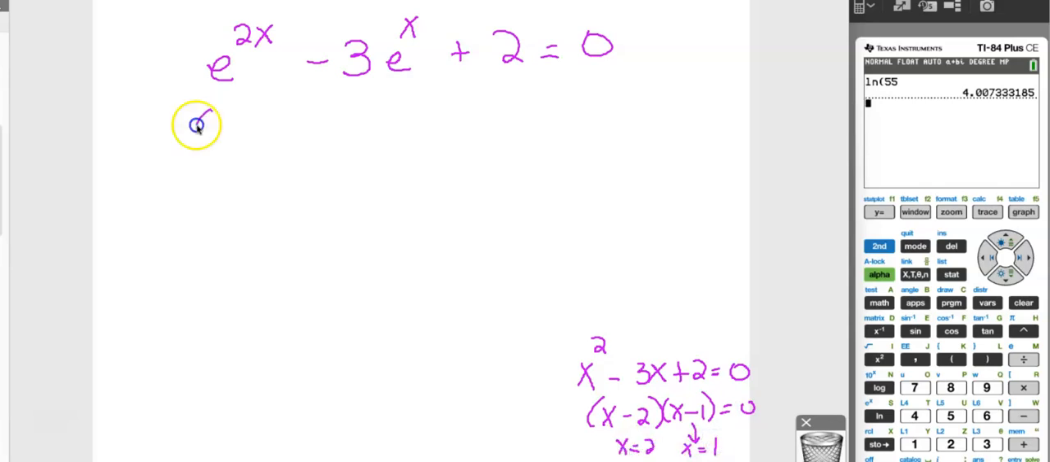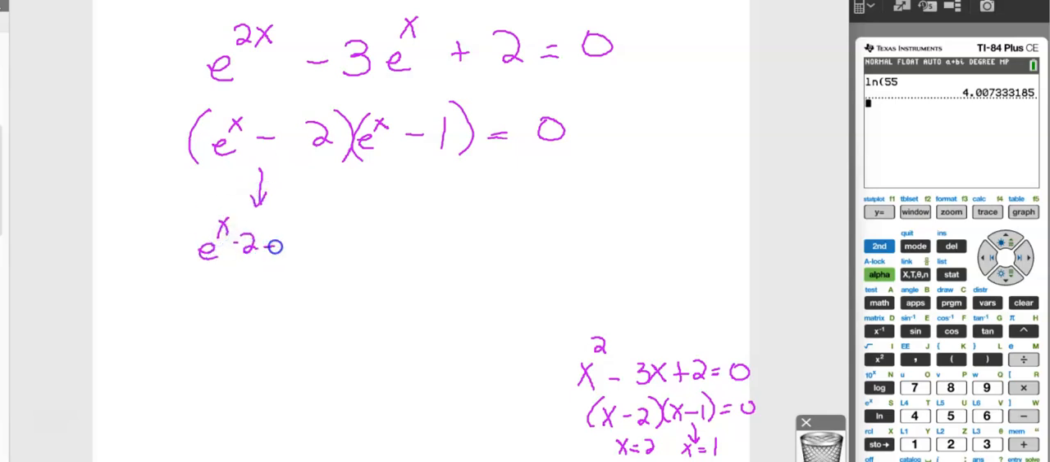Now, we're going to do the exact same thing. So instead of x minus 2 and x minus 1, this is e to the x, and then minus 2, minus 1. Again, multiplied like bases, you add the exponents. So then you're going to solve this, e to the x minus 2 equals 0, and e to the x minus 1 equals 0, which again means e to the x equals 2, e to the x equals 1.